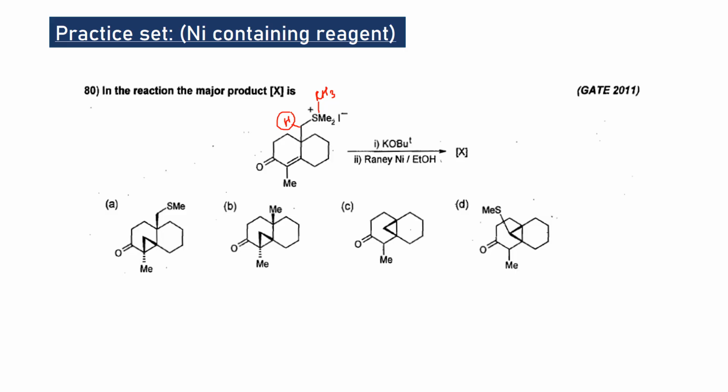Obviously the methyl hydrogen. So this hydrogen is more acidic. In presence of base, this gets deprotonated and forms this type of ylide, a sulfur ylide, this type of sulfonium ylide.